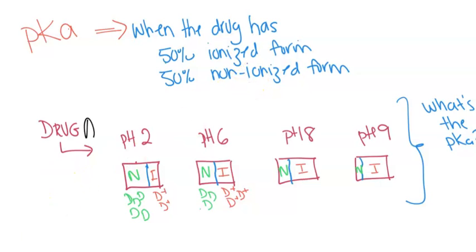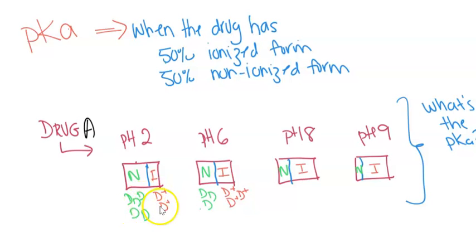So let's say we have drug A over here. If this drug enters the body at a pH of 2, so it's in your stomach area, which is very acidic, let's hypothetically say at a pH of 2 we see a lot of non-ionized drug. So lots of drug that is not ionized, so there's no charge, and some drug that is ionized. So it's not equal, right?